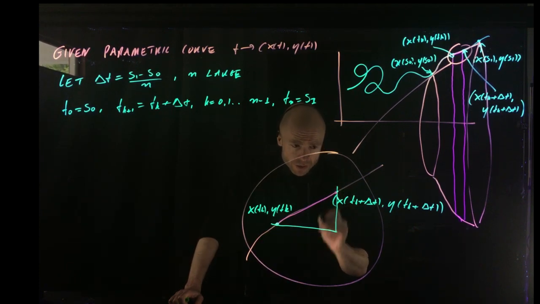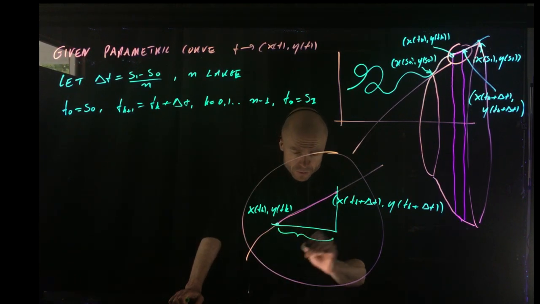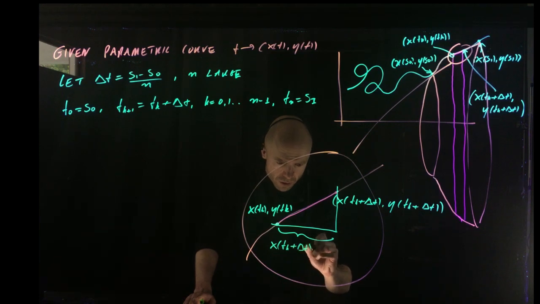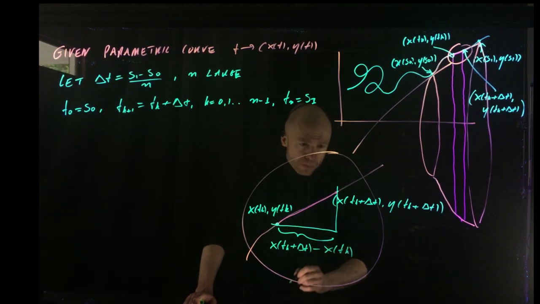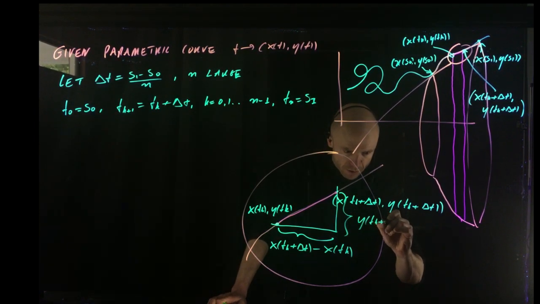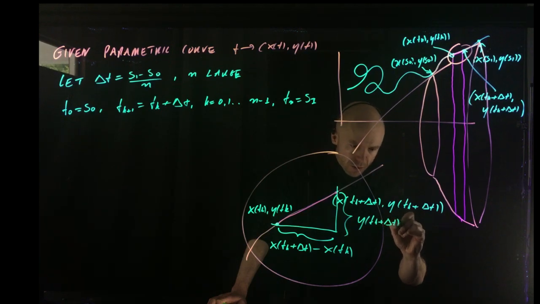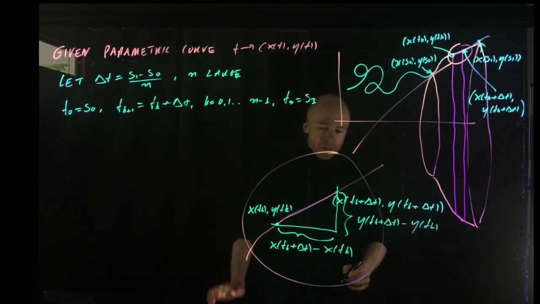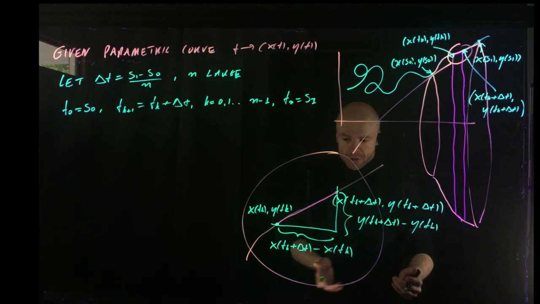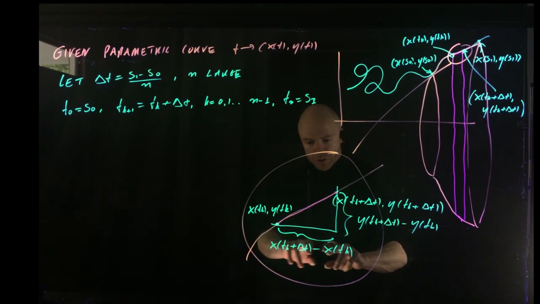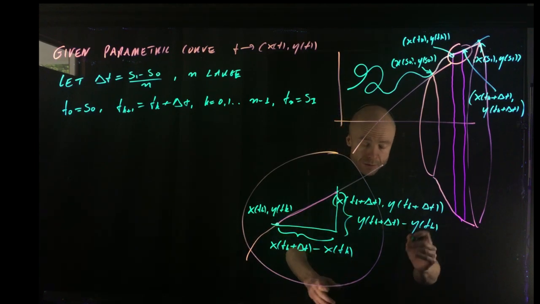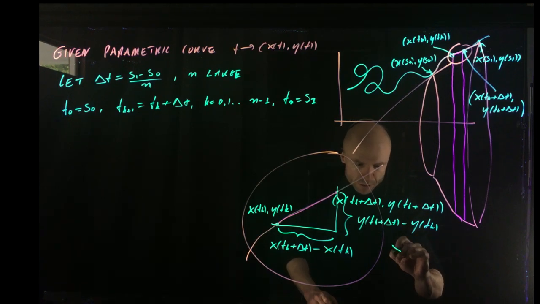The exact quantity we have for this base here is x of t_k plus delta t minus x of t_k, right? And the exact quantity for this side is y of t_k plus delta t minus y of t_k. Okay, and as we've talked about a number of times, and hopefully is now very familiar to you, when we have some function and we just change it slightly, we get a very good approximation by its tangent line, right? So this is just doing this from first principles even.